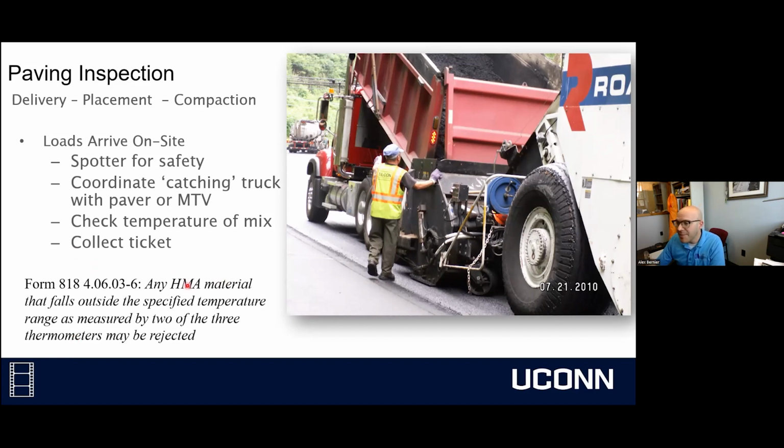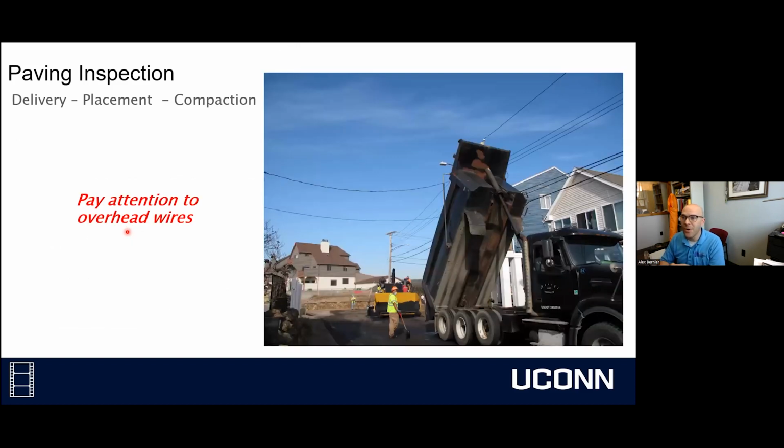And it says, any material that falls outside the specified temperature range as measured by 2 of 3 thermometers may be rejected, right? If it's too hot, we don't want it, and if it's too cold, we don't want it. We're Goldilocks. It needs to be just right when it arrives on site. And there's reasons for that. We're not settling here, because the state is trying to pay the prescribed price for the product that they're getting.